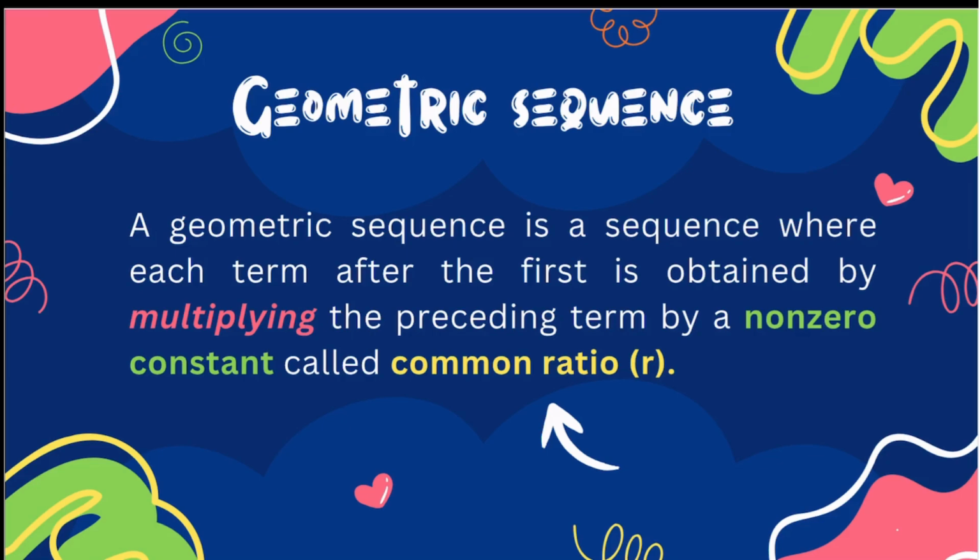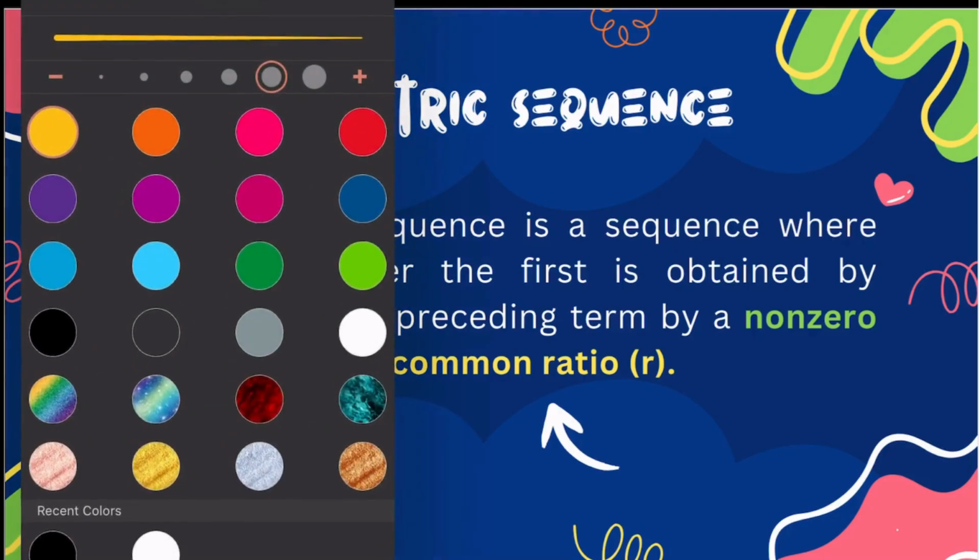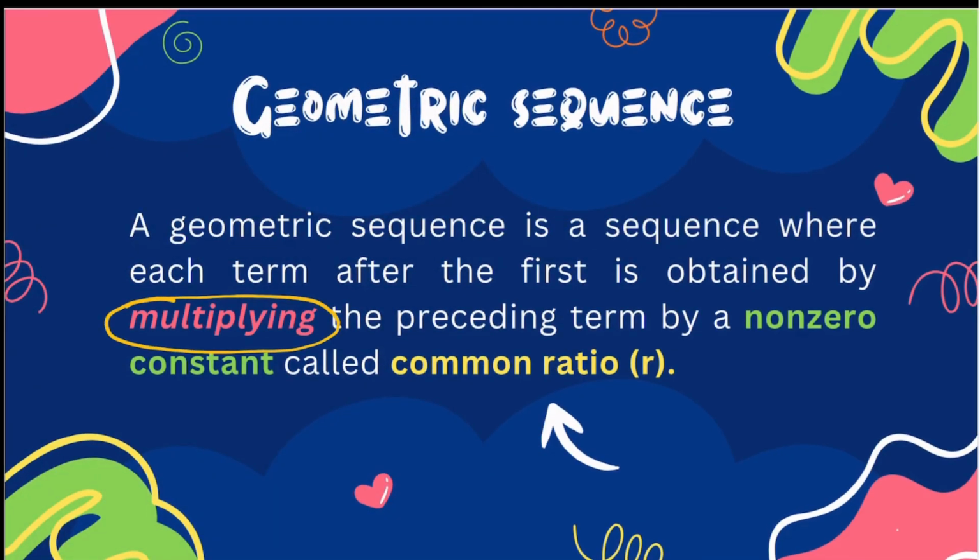So pag sinabi natin geometric sequence, it's a type of sequence wherein to obtain the next term, we are multiplying the common ratio to the preceding term. So, ulitin lang natin, to get the next term of a geometric sequence, we're going to multiply the common ratio by the preceding term. So, sa madaling salita, ang operation na ginagamit natin in this type of sequence is multiplication. So, magmo-multiply tayo dyan ng non-zero constant.